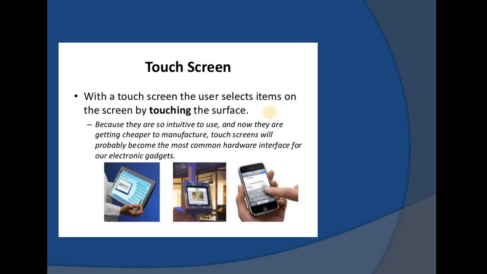Because they are intuitive to use, and now they are getting cheaper to manufacture, and many people have started using them, smartphones and touchscreen devices are easily available in the market at a very low price. Touchscreens will probably become the most common hardware interface for our electronic gadgets. All the electronic gadgets that we are using have touchscreens.